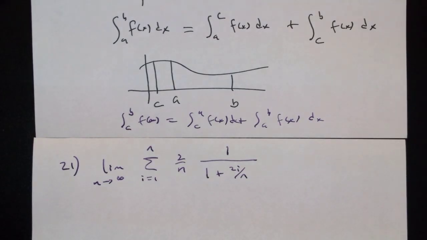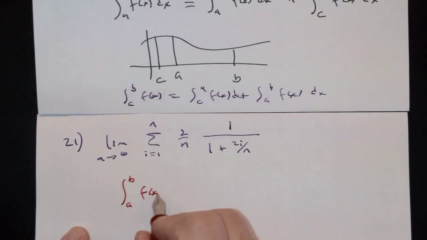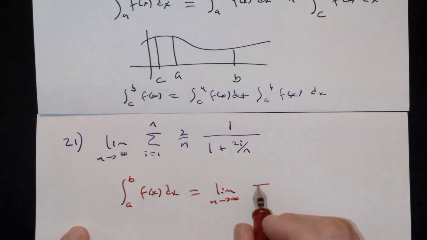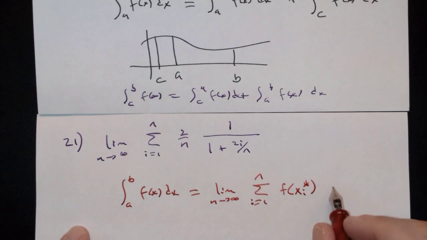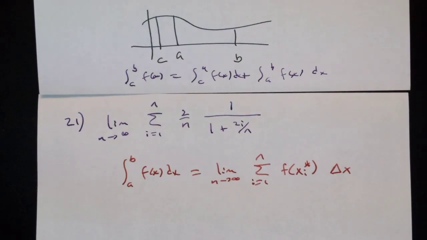Okay, hang on a second. I need to remind myself of the statement in the definition that says the integral from a to b of f of x dx is the limit as n goes to infinity of the sum i equals 1 to n f of xi star delta x. So somewhere in this stuff, I have a delta x and I have an f of xi star. And those two pieces are multiplied together, right?